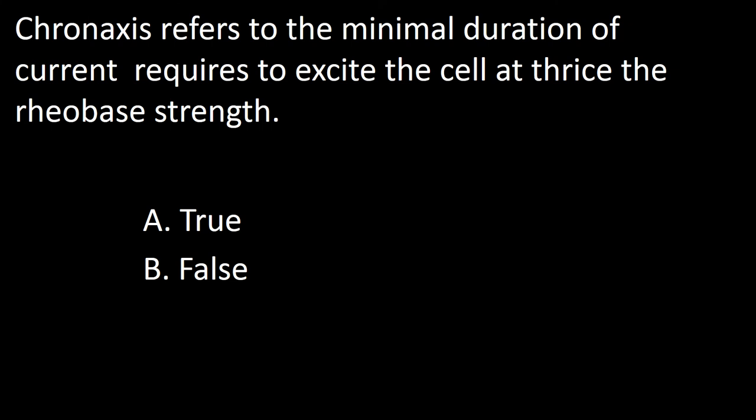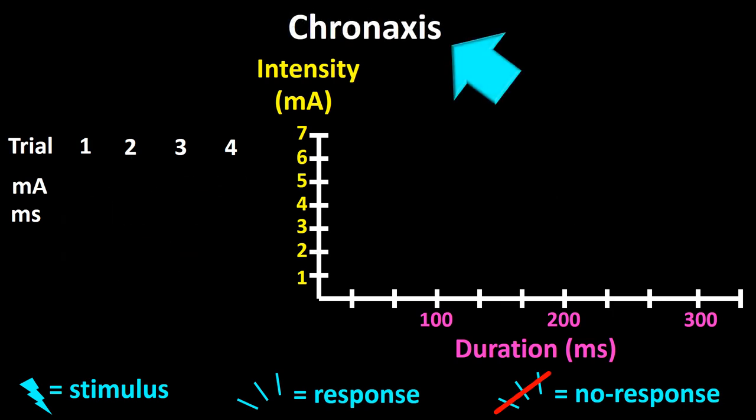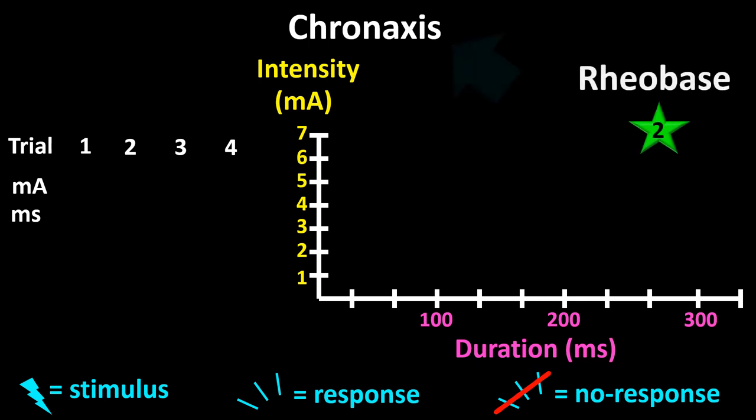Next question. Chronaxie refers to the minimal duration of current required to excite the cell at thrice the rheobase. A true, B false. Once the rheobase is established, the process to determine chronaxie is easy. Since in this case we have determined that the rheobase is 2 amps, and by convention the current used to determine chronaxie is twice the rheobase, so in this case it would be 4, we need to try stimuli with different durations to establish which is the least duration capable of producing a response.